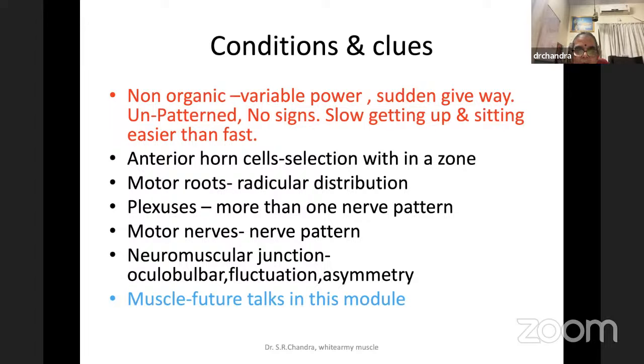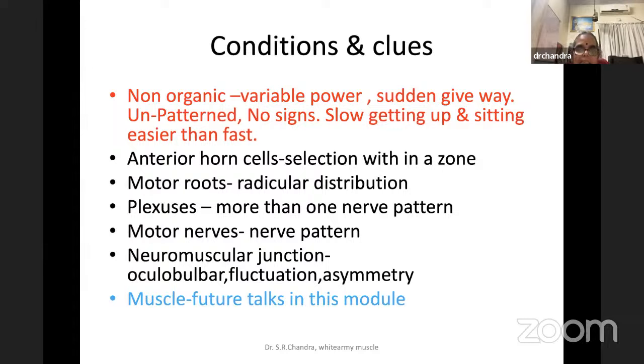One muscle will be normal, one muscle will be partially affected, one muscle will be not at all affected, because what gets degenerated is a motor unit. So it is called selection within a zone. If it is a C5 root, all the muscles I said will be affected to some extent. But if it is an anterior horn cell of C5, the biceps may be severely affected. The rest of the muscles coming from that will be normal. Or within the biceps, a segment may be affected. The rest will be normal. That is called selection within a zone.